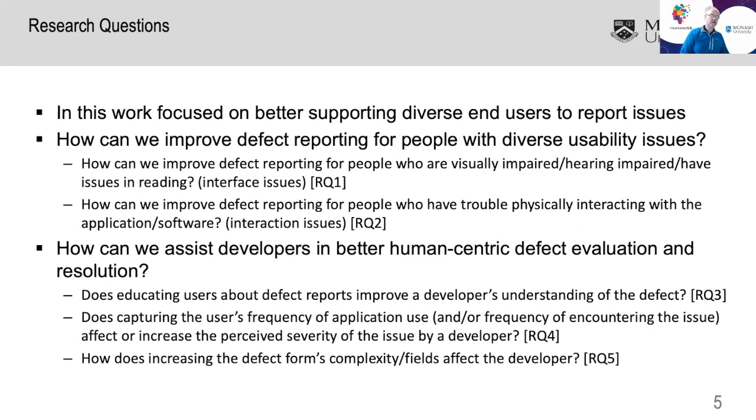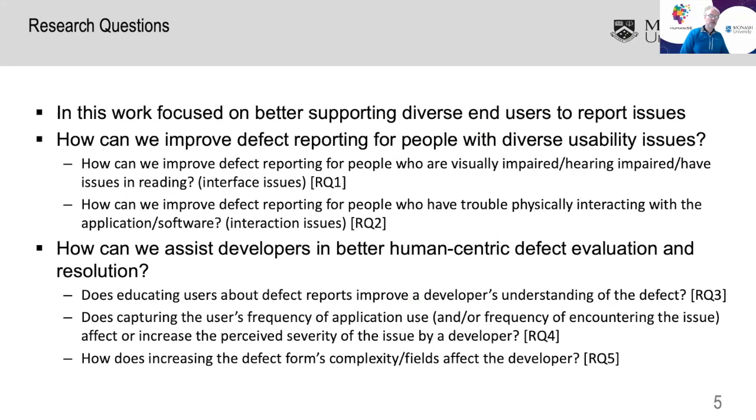We wanted to ask the questions, can we improve defect reporting for people with diverse usability issues? Can we improve the defect reporting for people who are visually impaired, hearing impaired, or have issues in reading text on an interface or icons on an interface? We wanted to improve the defect reporting for people who have trouble physically interacting with the interface, the application.